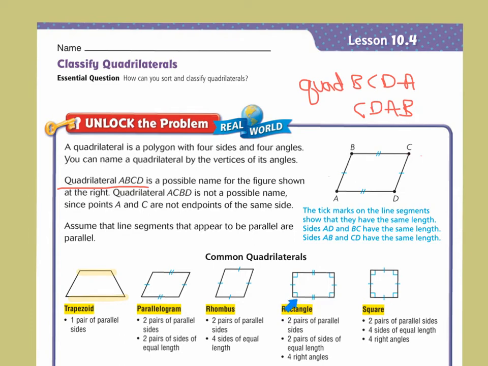So a rectangle has two pairs of parallel sides. So you have the top and bottom line segments are parallel, and then the left and the right are also parallel. You also need to have two pairs of sides of equal length, which it does. So top and bottom, right? Top and bottom are of the same length, and then left and right are also of the same length.